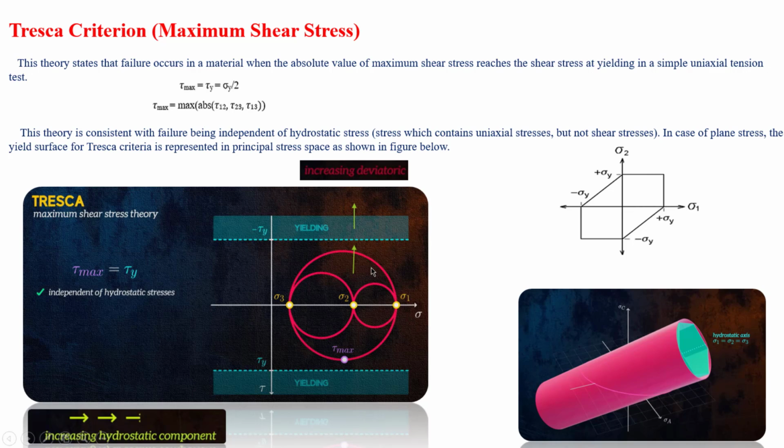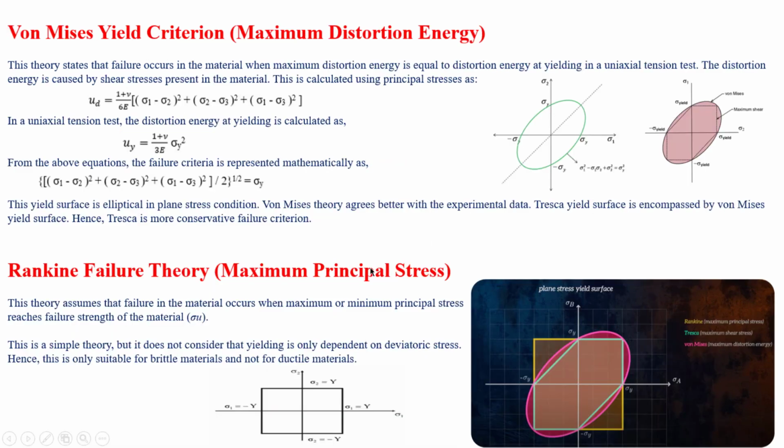Okay, well, next thing we have is the von Mises yield criteria. In short, in this theory the failure will occur due to the maximum distortion energy at the yield point. This maximum distortion energy is caused by what? Shear stress. So it is linked with the Tresca theory, the maximum shear stress theory. You need to remember that.